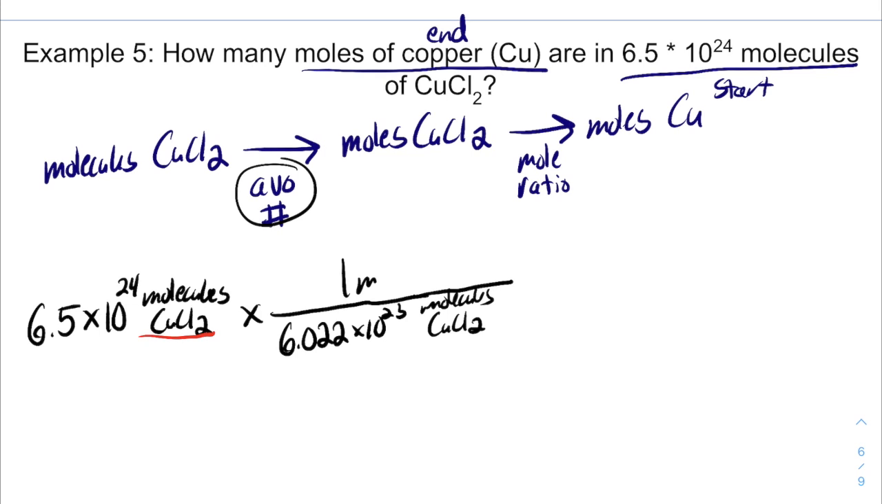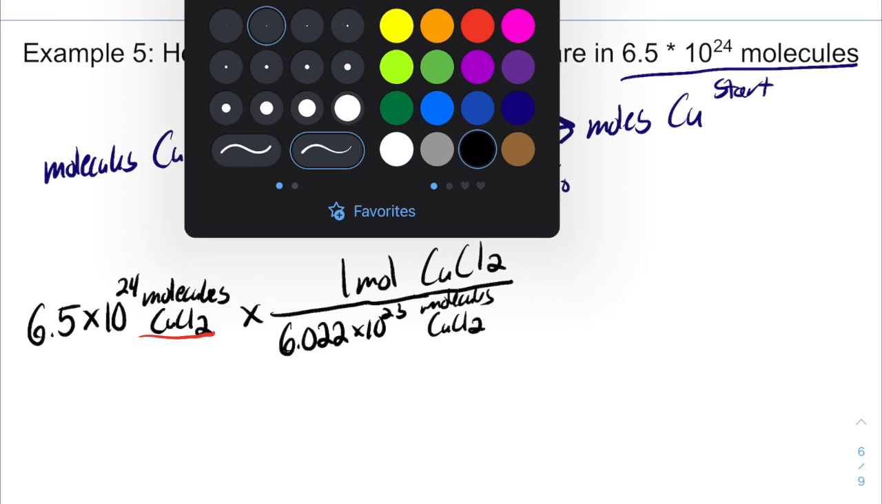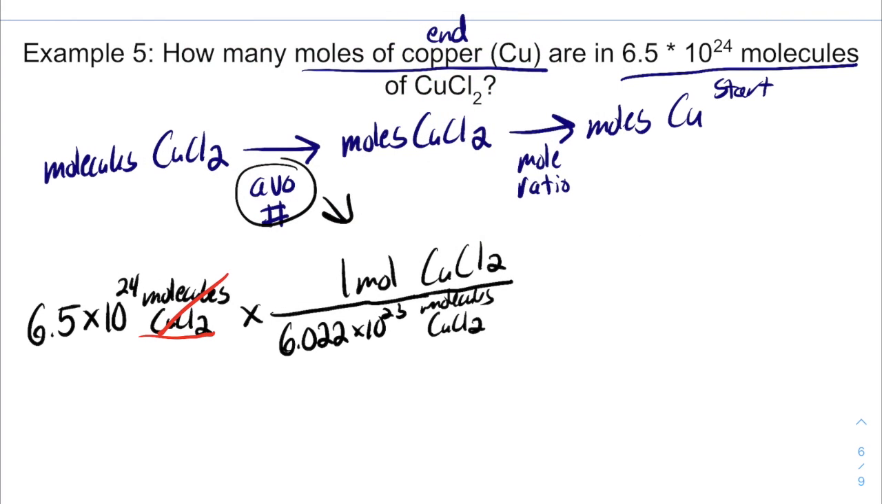And then on the top, I'm going to put 1 mole of CuCl2. This is Avogadro's number. So now we've gone and we are able to cancel out that unit and we're left with moles of CuCl2. So now we're here. But we need to go one more step. And we need to use a mole ratio to get to moles of copper.